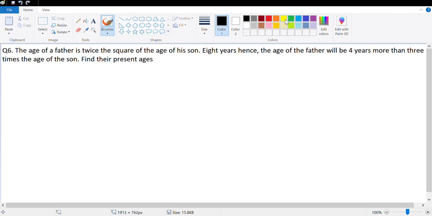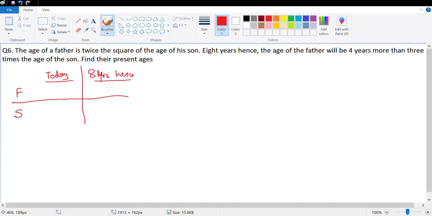The next one that we are doing is question number 6. It says the age of a father is twice the age of the son. Okay, so we are looking at two people, father and son. We're talking about today and 8 years hence. So 8 years hence, this is the time frame that we're looking at. Let's take some variable and figure out what we want. The age of a father is twice the age of his son.